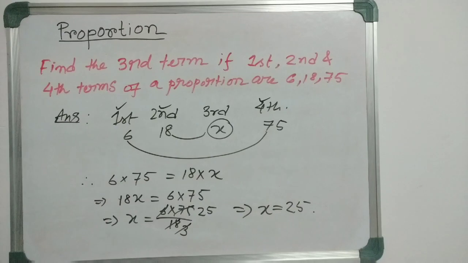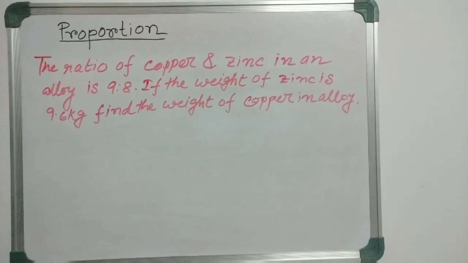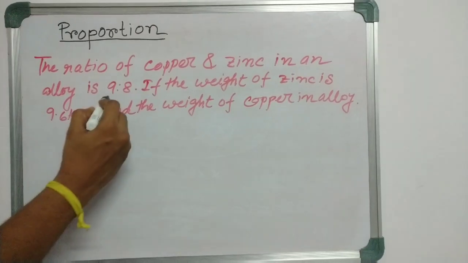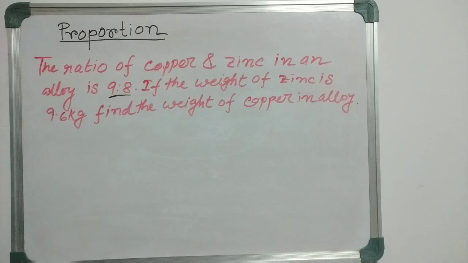Here the question is, the ratio of copper and zinc in an alloy is 9:8. If the weight of zinc is 9.6 kg, find the weight of copper in that alloy. So students, you may have solved this type of problem using the property of ratio, but now I will tell you how to solve it by the property of proportion.